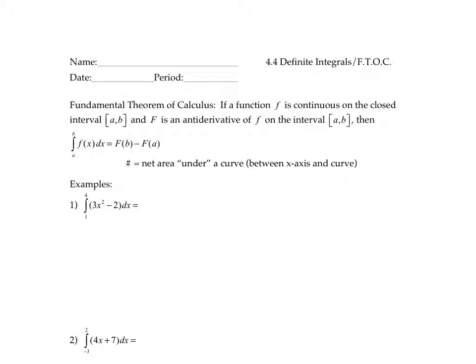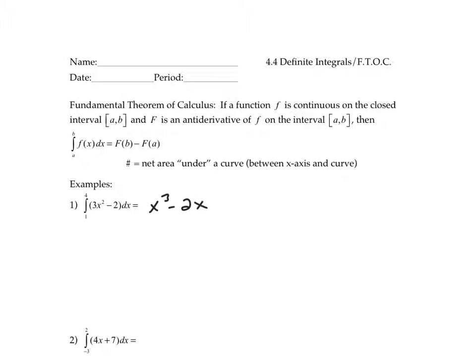Taking a look at our first example here, we're taking a definite integral on the interval from 1 to 4 of 3x squared minus 2 dx. The first thing that you want to do is take the antiderivative. In today's lesson we won't be doing any substitution. That's going to come in the next lesson. The antiderivative of 3x squared becomes x to the third, and then the antiderivative of the minus 2 becomes minus 2x.